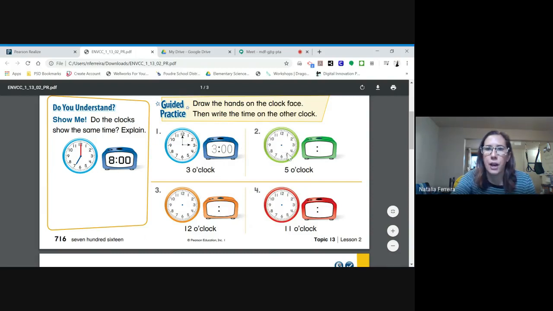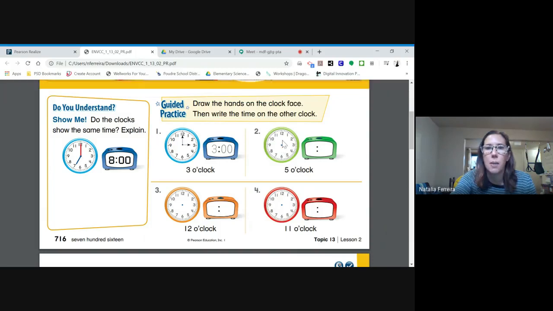Okay, so 5, hour hand, pointing to the 5 but not touching it. Minute hand all the way to the 12 and touching it. For my digital clock, my hour is before the 2 dots and my minutes are after the 2 dots. So it would be 5:00, 5:00.